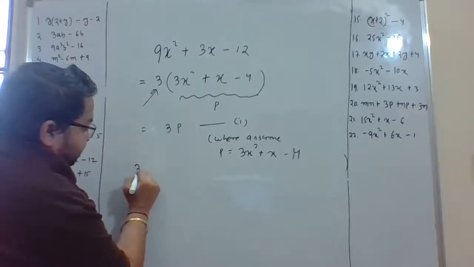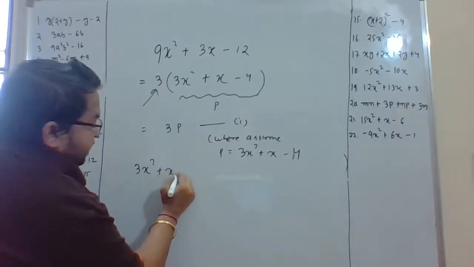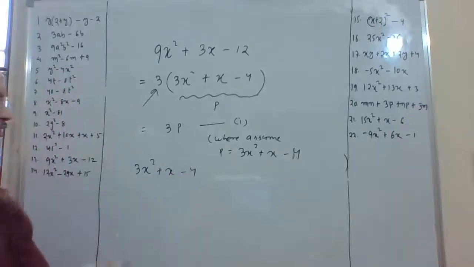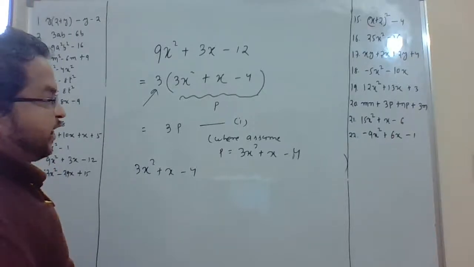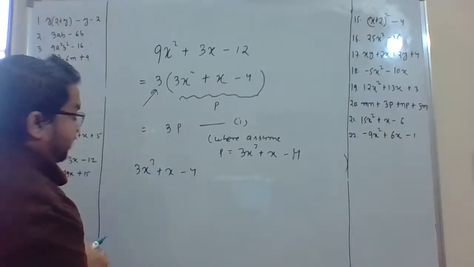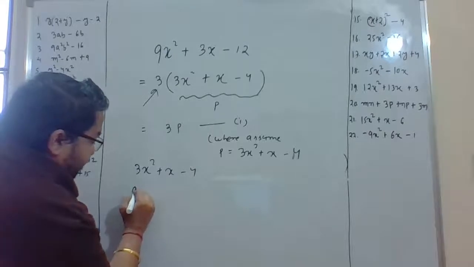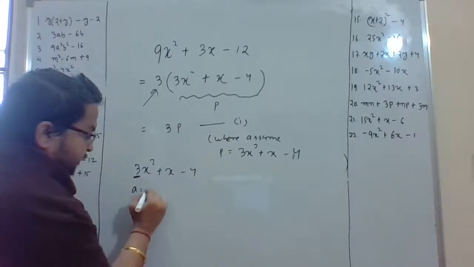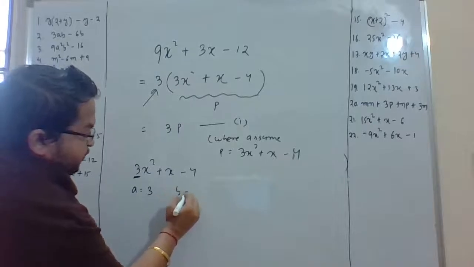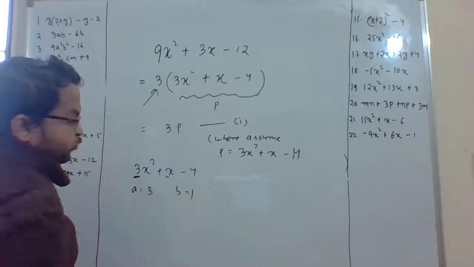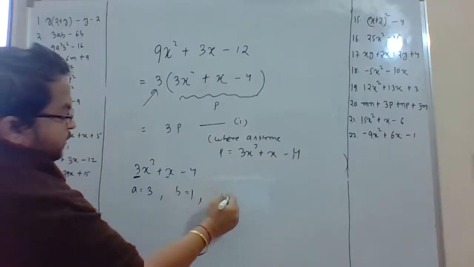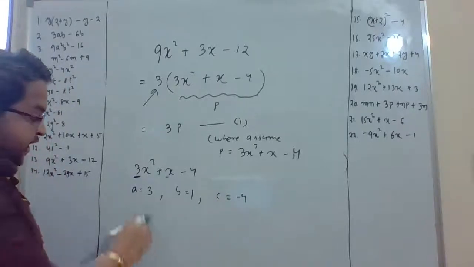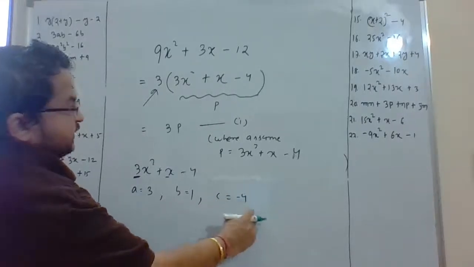So if the expression is 3x squared plus x minus 4, I can take it as a regular quadratic trinomial, and I can use my middle term splitting technique to factorize this. Here my a will be the coefficient of x squared, that is 3. My b will be the coefficient of the middle term, that is 1. My c will be the term without any variable, that is minus 4. So a is 3, b is plus 1, c is minus 4.